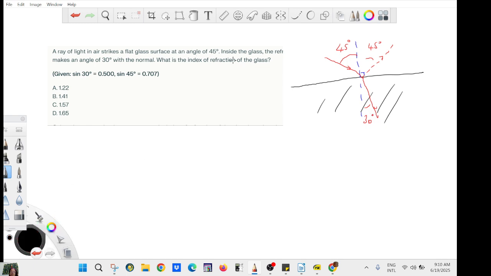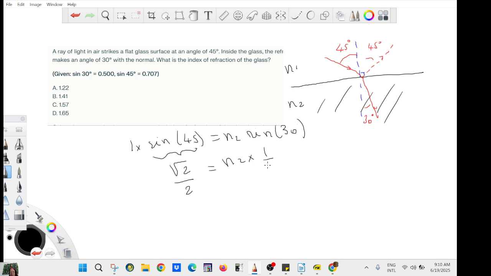Okay, so we're going to use Snell's law, with refractive indices n1 and n2. So 1 times sine 45 equals n2 times sine 30. Sine 45, you have to know by heart: square root of 2 over 2 equals n2 times sine 30, which is 1/2. By the way, it's given here. And so n2 is going to be square root of 2, which is about 1.41. So the answer is here. This is just to test how much you know about geometry, to make sure you can go fast without thinking too much.